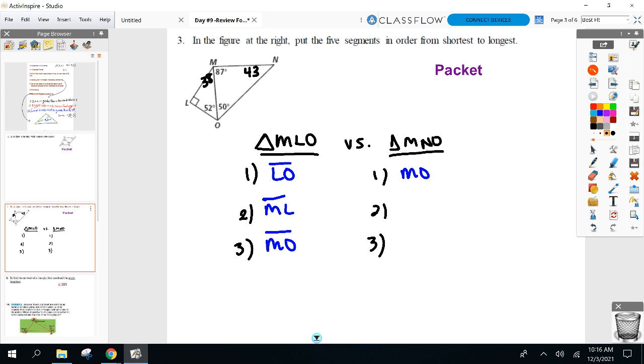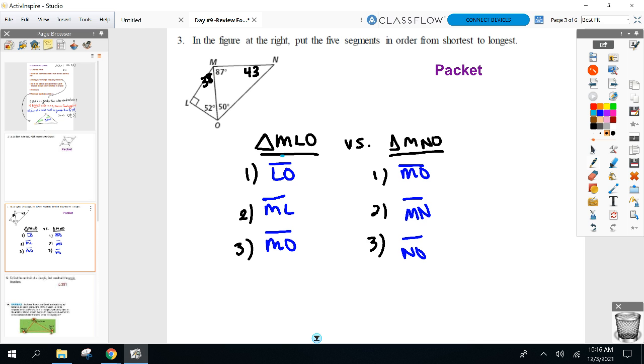MO, MN, biggest side. Wait, no, NO. There we go. Everyone good so far with the rankings? All right, let's put them in order now. Let's start with the shortest side in the entire diagram.